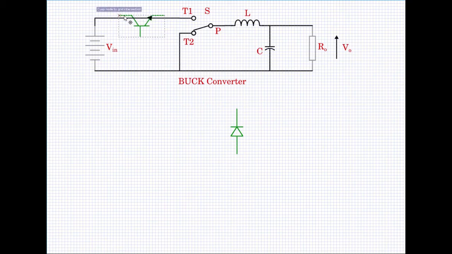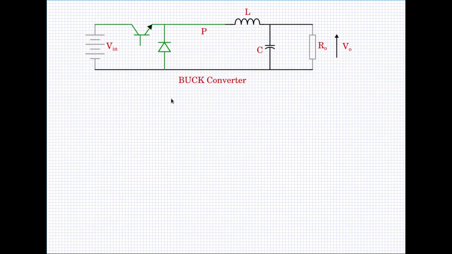So we can place the BJT in this fashion in series with the throw T1, and the diode can come along through T2. Now let us remove this switch and redraw the connections. So this is the buck converter circuit, a practical buck converter circuit. This is Vin, the positive is connected to the collector of the BJT, the emitter of the BJT goes to the pole, and the diode is connected with its cathode connected to the pole.